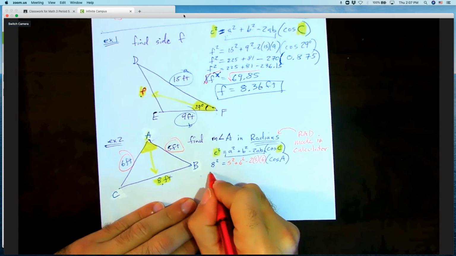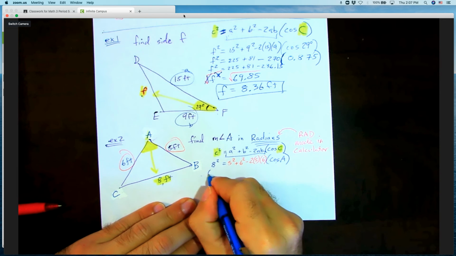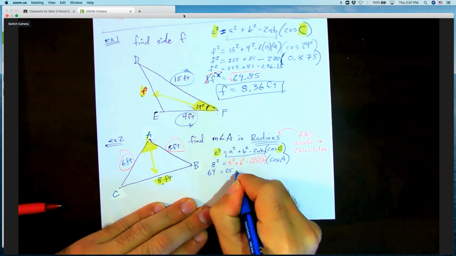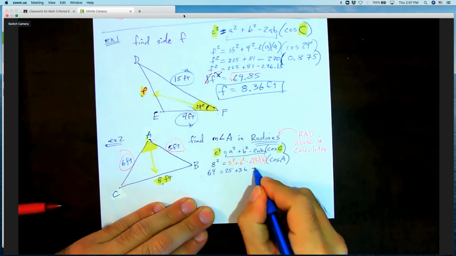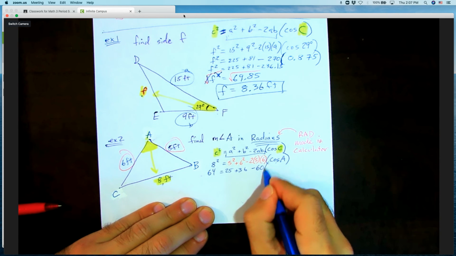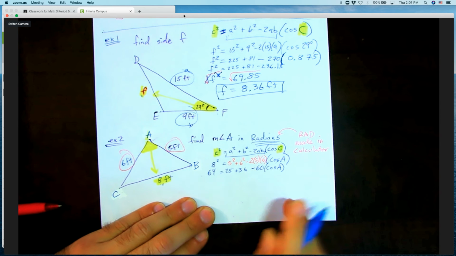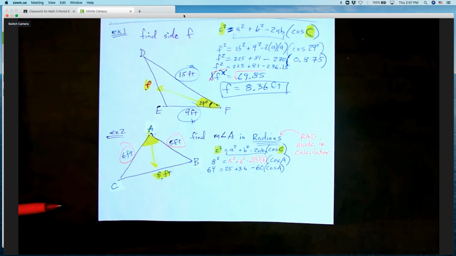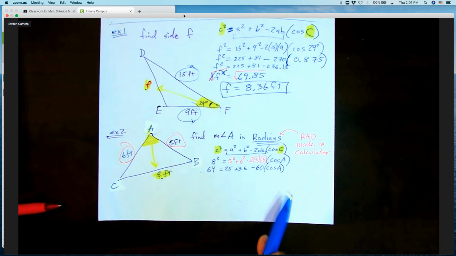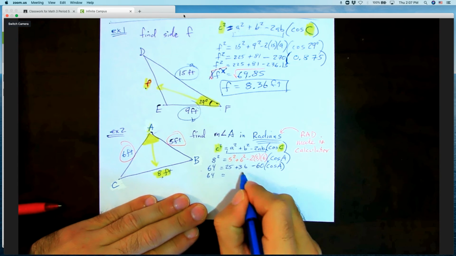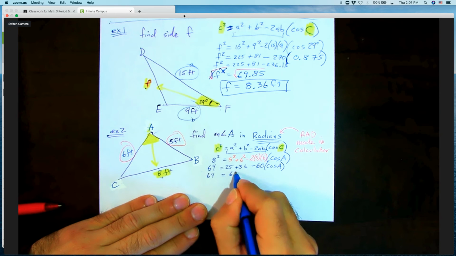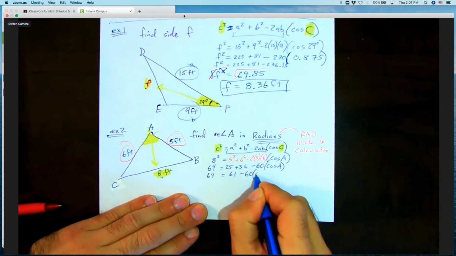I'm going to start to work these parts out because we have 64, 25, 36. All this is going to give us negative 60 times the cosine of A. And then we want to know what A is, the angle A, so we have to start to isolate. Before we do that, let's combine a couple terms. Let's combine this and get 61 minus 60 times the cosine of A.